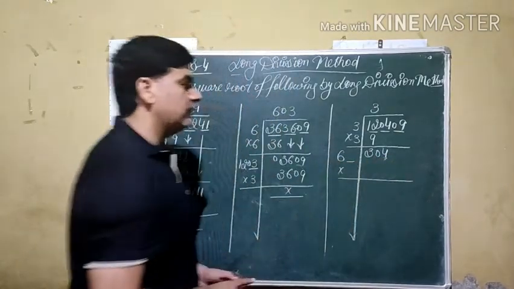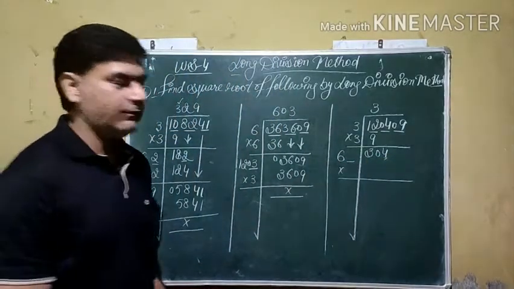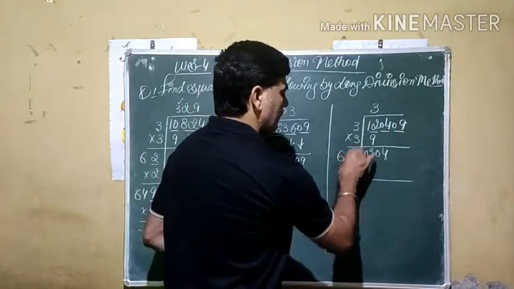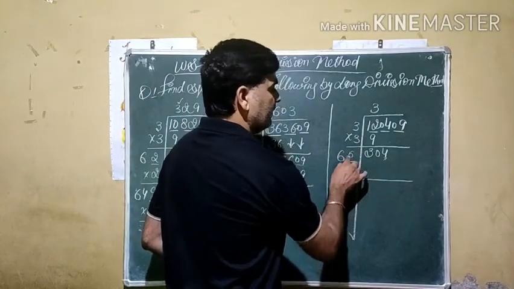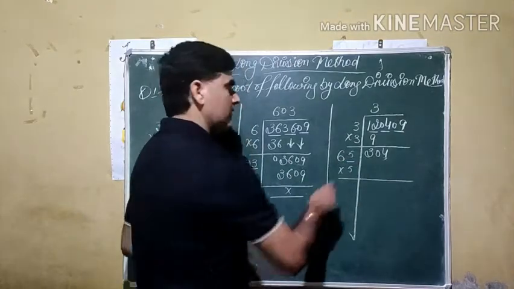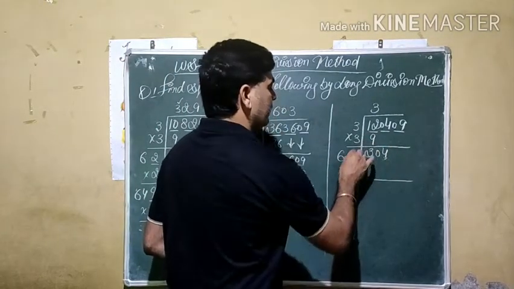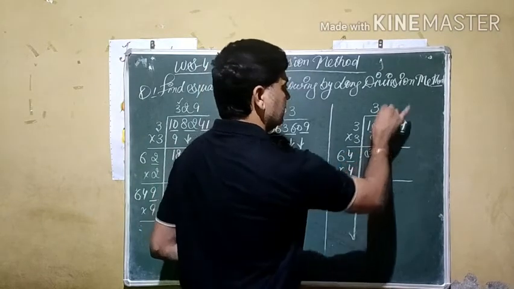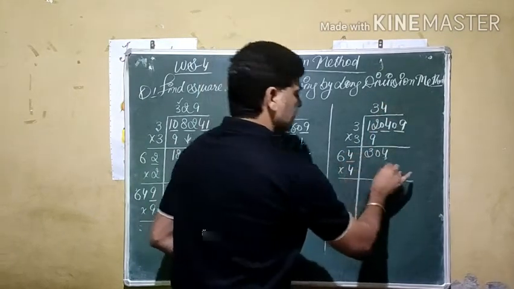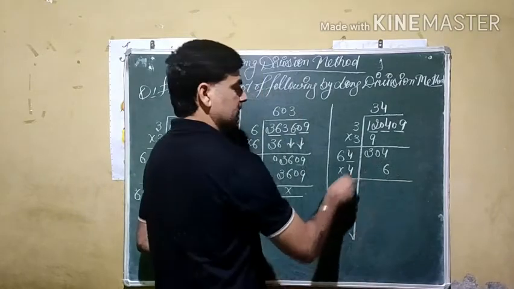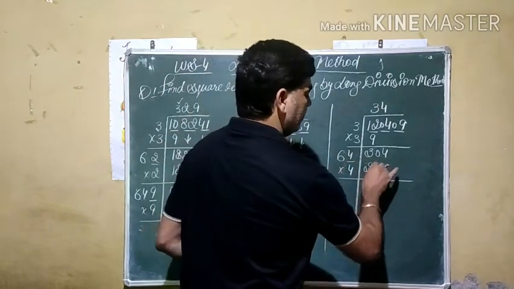In the table of 6, 30 comes at 5. If you use here 5, what we get? 5 5s are 25. 2 carry also comes. 5 6s are 30, into 32. So we cannot choose here 5. So we are going to choose here 4 first. 4 4s are 16. 1 balance. 4 6s are 24. 1, 25.